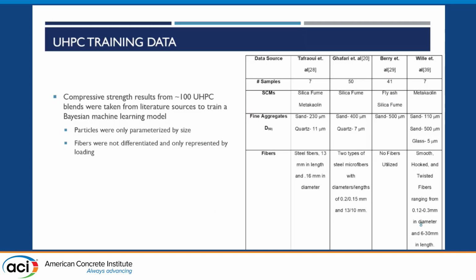Where the data came from, so the authors looked at literature. There were 4 papers where they got the data from, totaling, I believe, roughly 100 samples. And as you can see, they vary in SCM, fine aggregate content and features, as well as the fibers. And they built, again, Bayesian-based machine learning models where they randomly split their data set into training and test sets by 80 to 20% respectively, if I'm not mistaken.